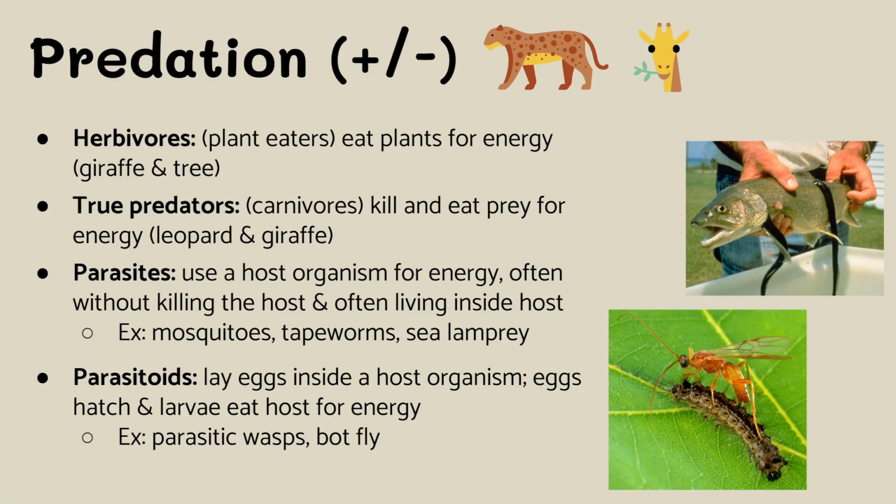Then we have parasitoids. A parasitoid is a very specific type of parasite that's going to lay its eggs inside of the host organism. Then when the eggs hatch, the larvae or the young eat their way out of the host organism. This often kills the host. Here we have an example of a parasitic wasp that is going to inject its eggs into the caterpillar. When those eggs hatch, they are going to eat their way outside of the caterpillar and be a great source of energy to the wasp, but unfortunately the caterpillar is going to die as a result of this interaction.